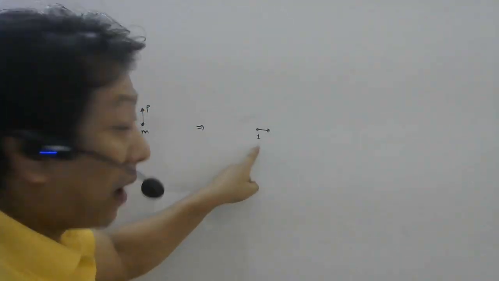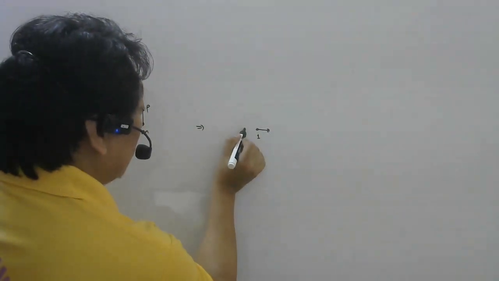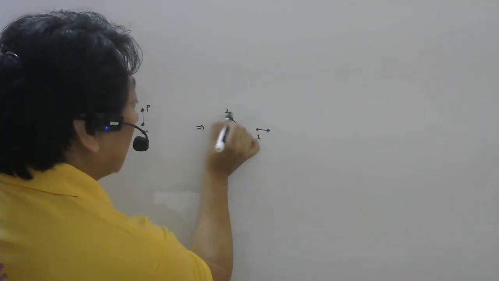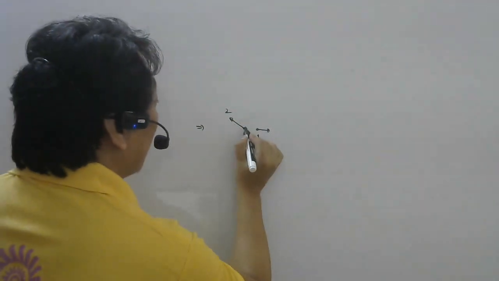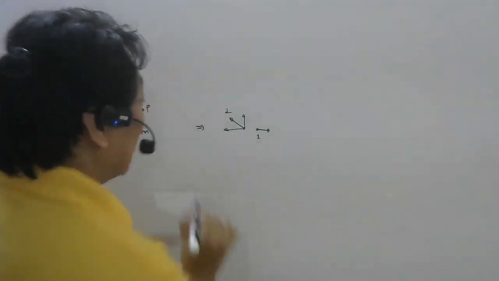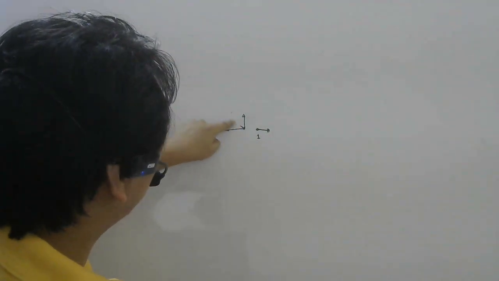So if part 1 is going this side, part 2 must go somewhere here. Why? So that this part will have two components, right? So you can divide this momentum into two components.